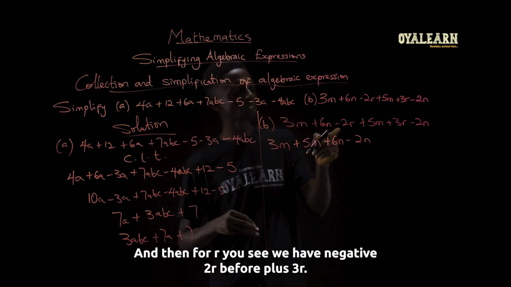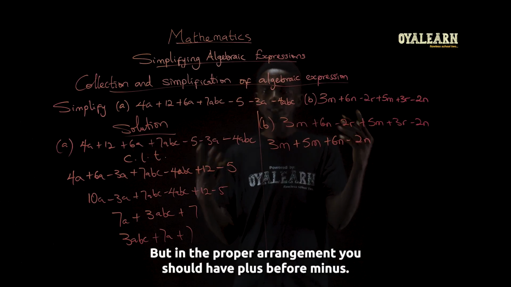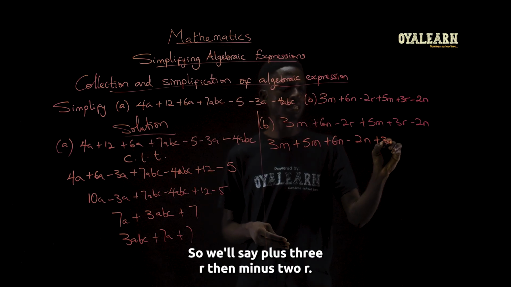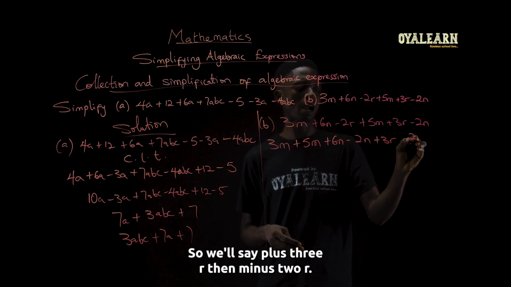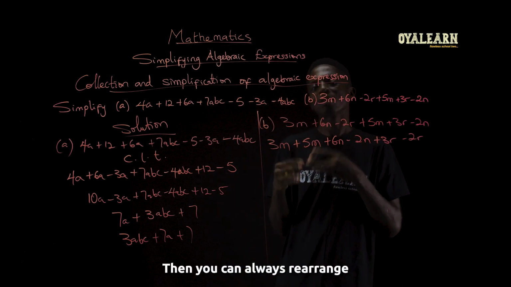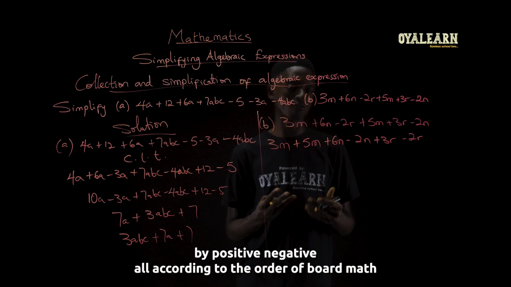And then for r, you see we have negative 2r before plus 3r. But in the proper arrangement, you should have plus before minus. So we say plus 3r, then minus 2r. The entire thing is to make sure that all terms are where they should be. Then you can always rearrange by positive, negative, or according to the order of BODMAS.